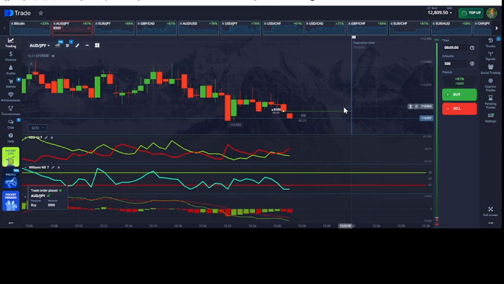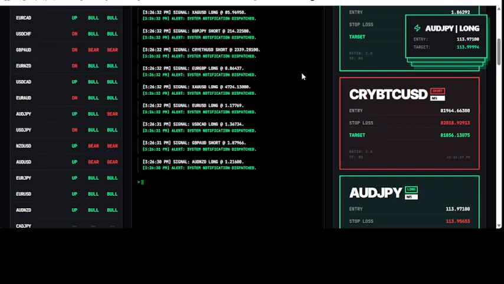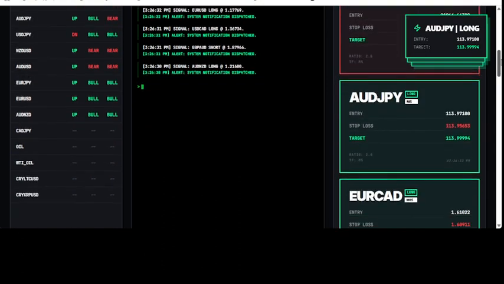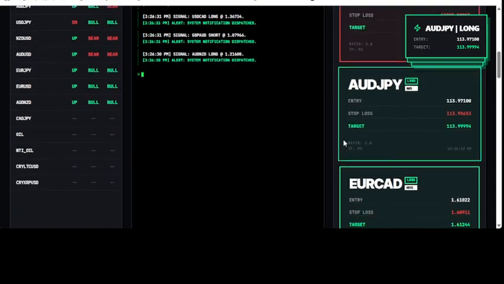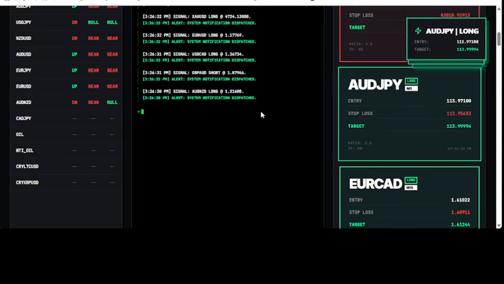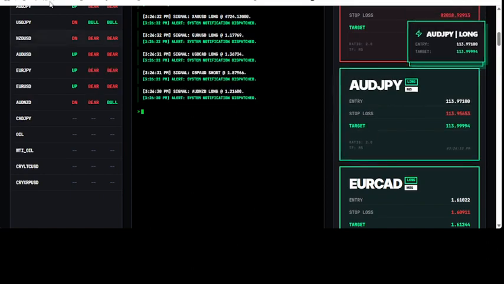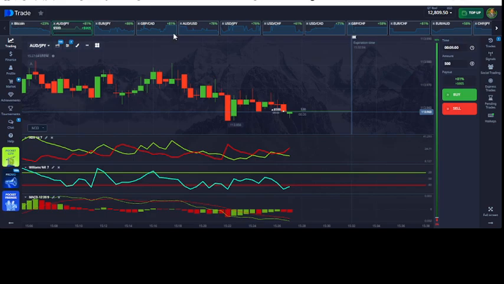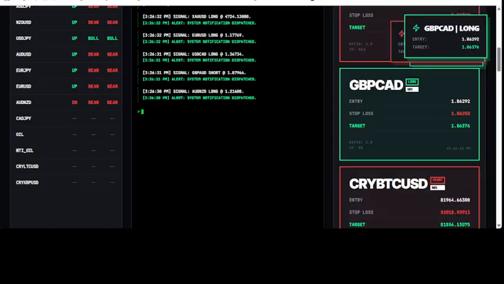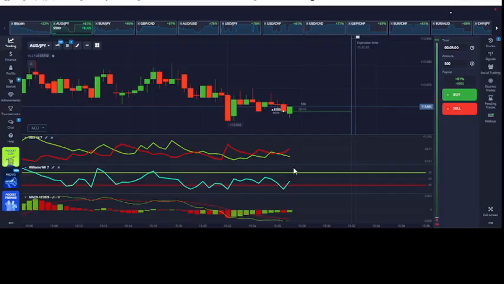So I just took a buy trade. It recommended a buy trade here on the Aussie dollar JPY 5 minute time frame. All right, so what I'm going to do is pause the video and wait till about 15 seconds left in the trade and then come back to the broker account and see how that trade did.